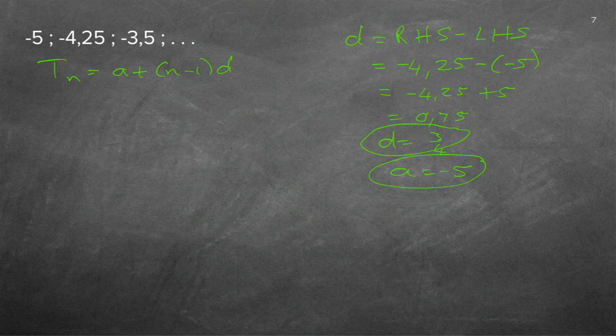And remember, they said which term is equal to 13. So they gave me the term. So in the term space, I can fill in 13. I've got the A, which is minus 5. I do not know which term it is, so I do not know the n. I know the D was 3/4. And now when I do my sum, I'm first going to take the 5 over.